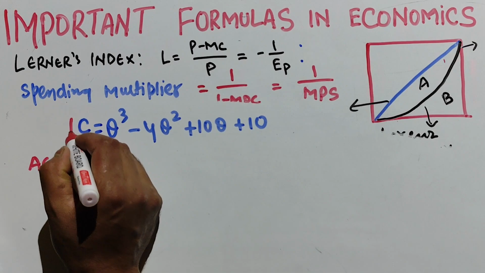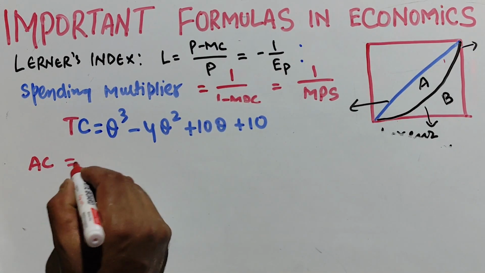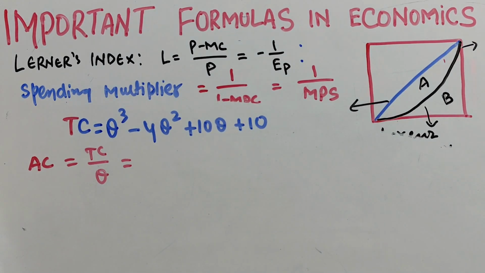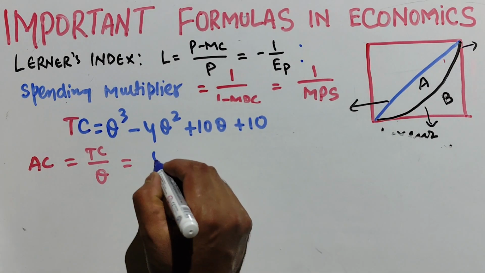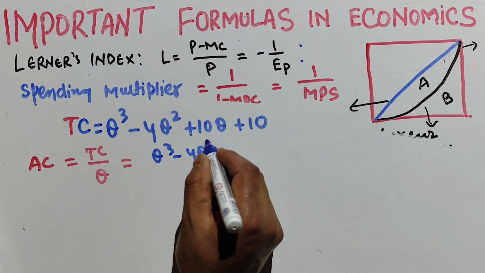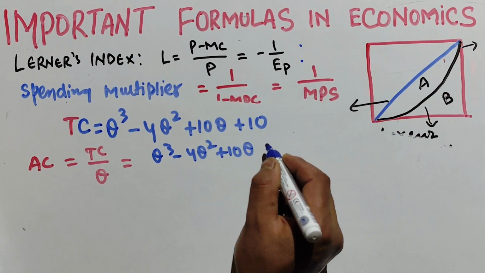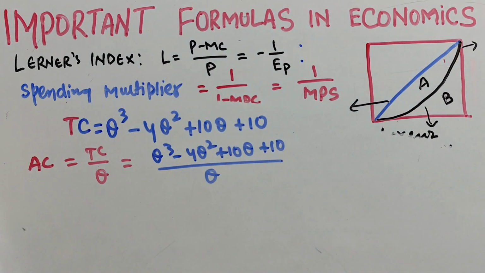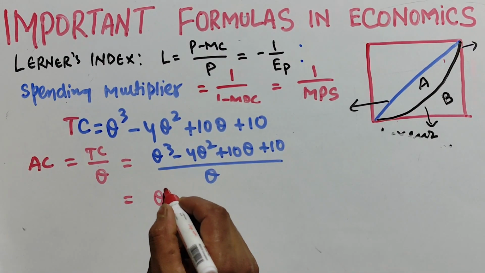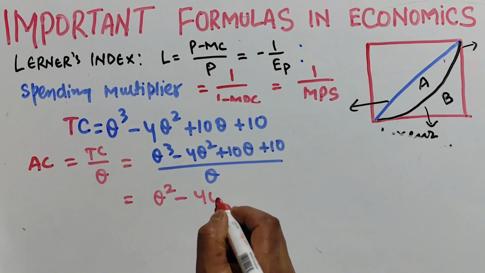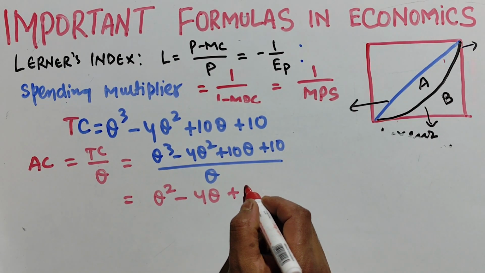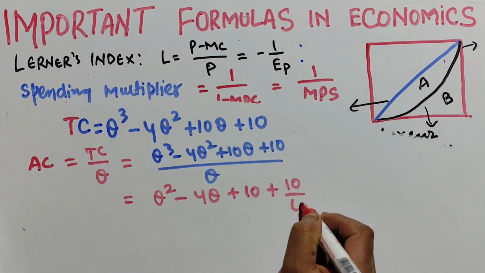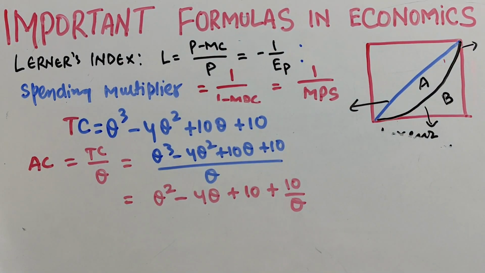Let us denote TC as total cost. Average cost is equal to total cost upon output, which will be equal to q cube minus 4q square plus 10q plus 10 divided by q. We will get the average cost, which is equal to q square minus 4q plus 10 plus 10 upon q. This will be the average cost.